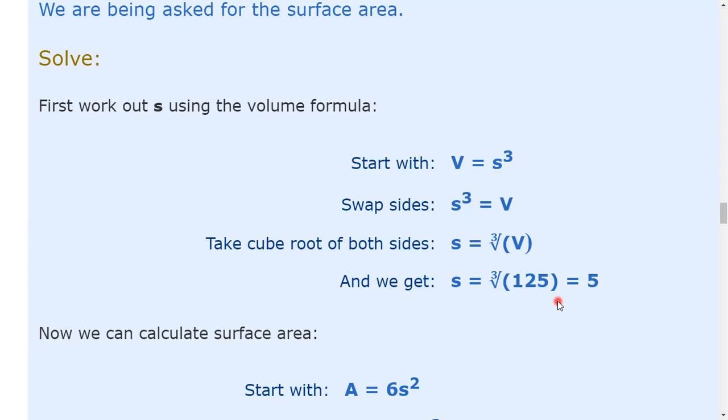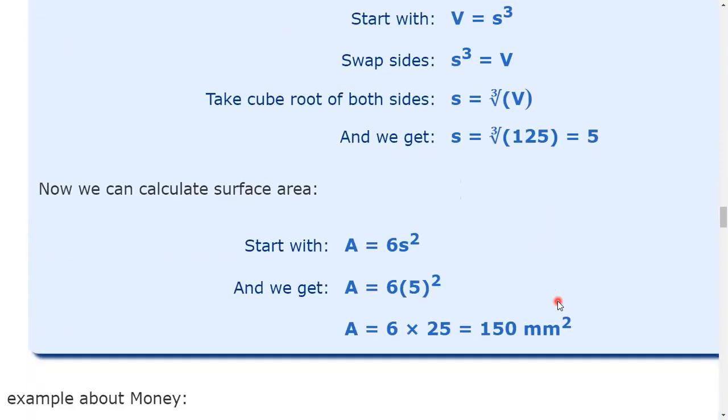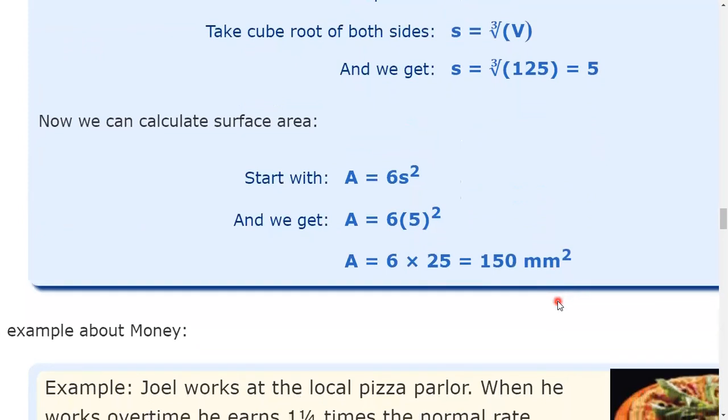Now we calculate the surface area. Start with A is equal to 6S squared. And we get A is equal to 6 times 5 squared. A is equal to 6 times 25, which is 150 millimeters squared. That was your answer. Yes, matching answer. Good. If you have this answer, absolutely right.